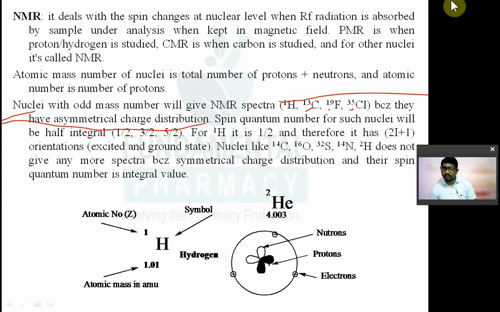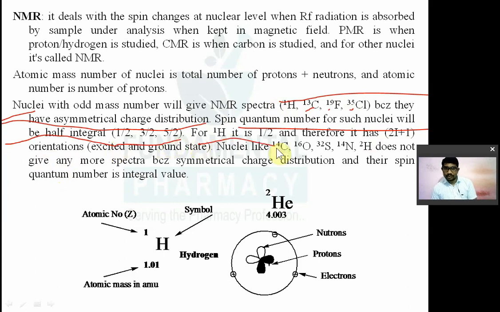What do you mean by spin quantum number? According to the quantum theory of physics, spin quantum number refers to the angular momentum in the particular nucleus, the angular momentum of the revolving particles. The spin quantum number of such nuclei will be half integral. So if the mass number is odd, their spin number will be half integral, like 1/2, 3/2, 5/2.